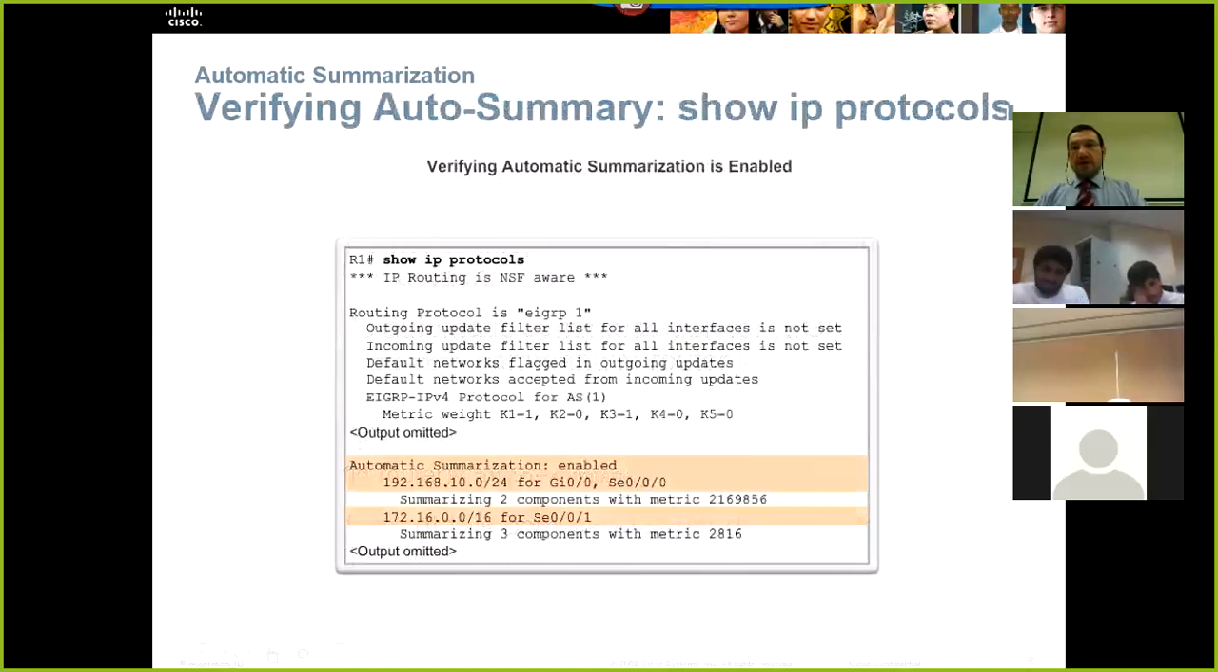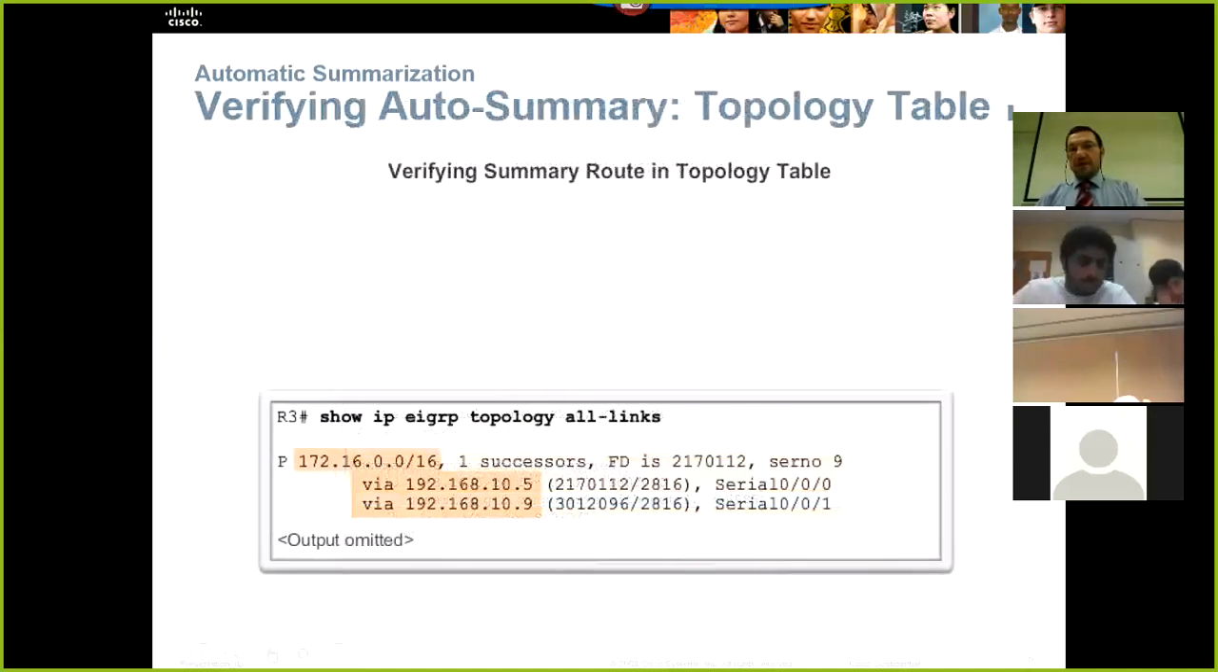So now let's go back and ask, is automatic summarization enabled? We saw that before when it was enabled. And we saw this routing table. This is what we displayed. We had two destinations to 172.16.0.0. This one was enabled before we disabled summarization.